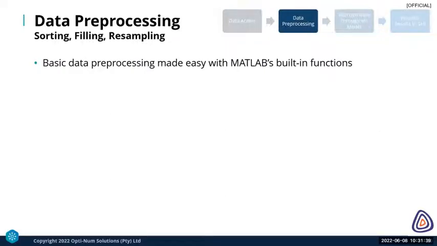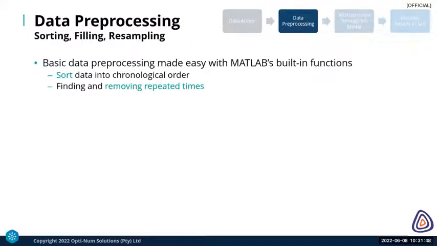Okay. So basic data pre-processing is made very easy with MATLAB's built-in functions. We sorted the data into chronological order using the sort function. Finding and removing repeated times is also quite easy. Then filling in any missing values, and finally resampling to a regular sample rate.